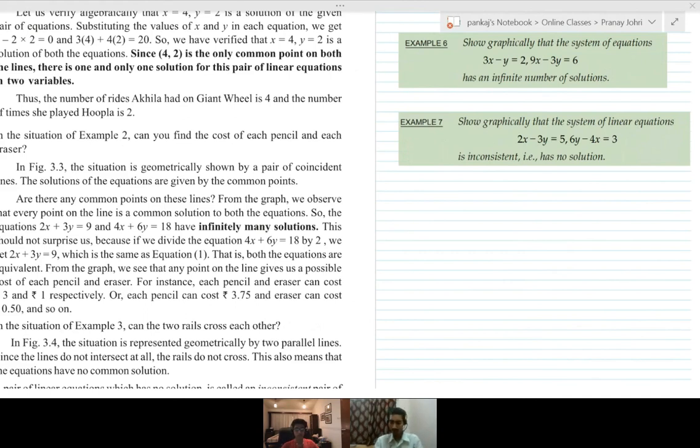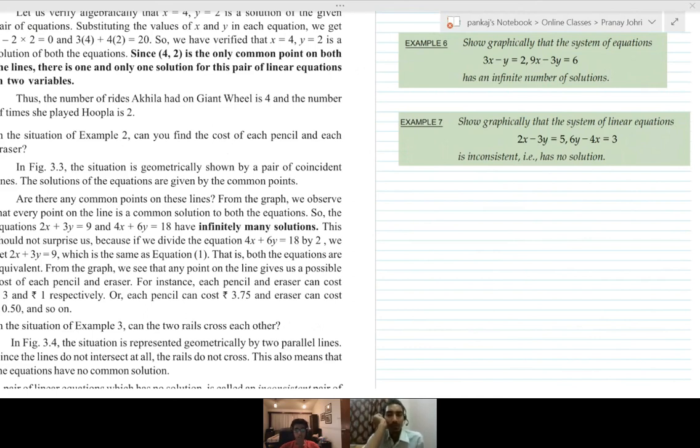Any doubts from this session? No, it's quite easy. So what did we study today, just quickly? The meaning of a pair of linear equations, then the ways of solving the equations, representing them algebraically and graphically, and then the different possibilities for the number of solutions of linear equations in two variables. The lines can be parallel, they can intersect at one point, or they can be coincident.